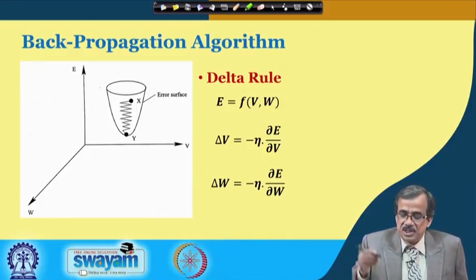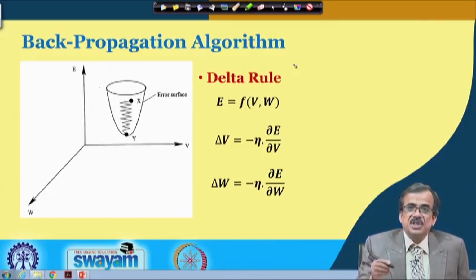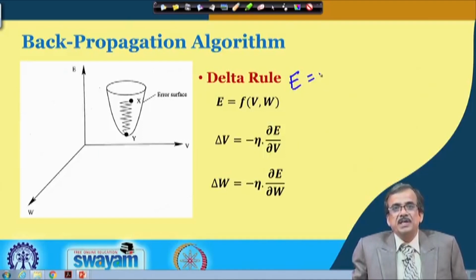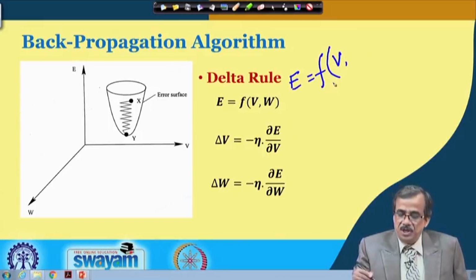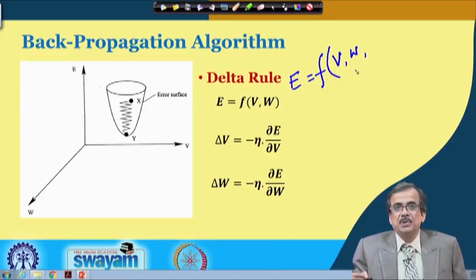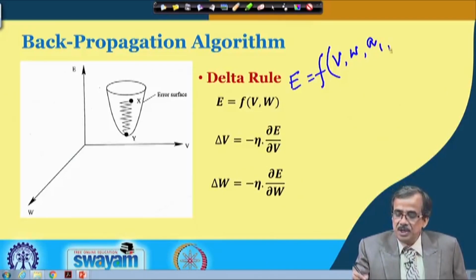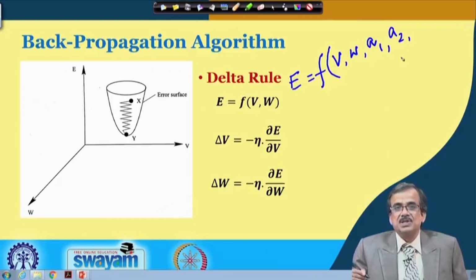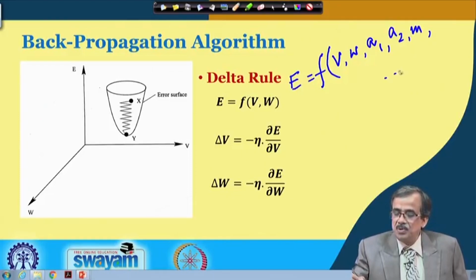I have already discussed that the performance of this network depends on a number of parameters. So, the error in prediction of the network is a function of many variables. For example, it depends on the connecting weights V, the connecting weights W, the coefficient of transfer function A1, the coefficient of transfer function A2 for the output layer, and the slope of the linear transfer function, say M, and there are a few other parameters.